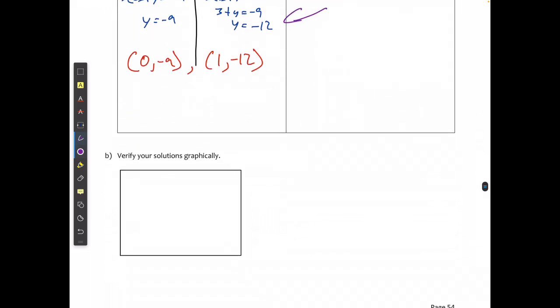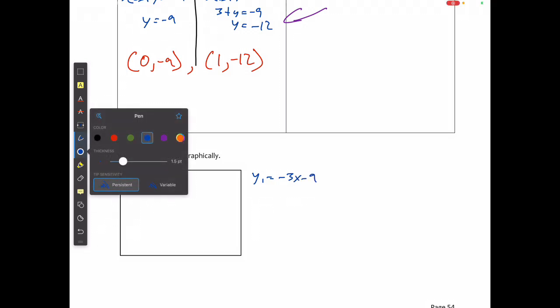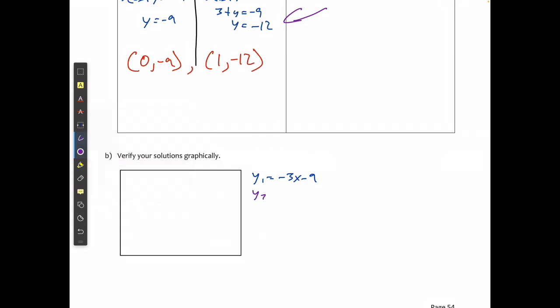Now, if I'm verifying this, then I'm going to graph this into my calculator, graphing the two equations. My first equation, y1 is equal to -3x minus 9 when I isolate y, and my second equation, y2 is going to equal -4x squared plus x minus 9.